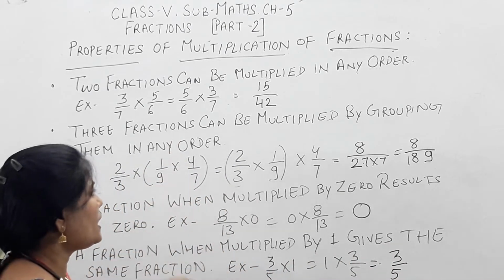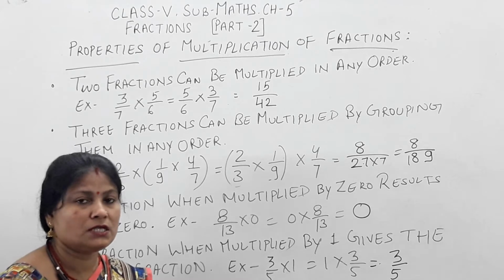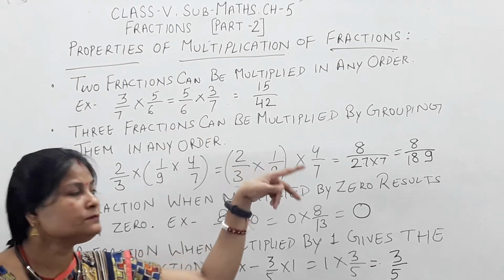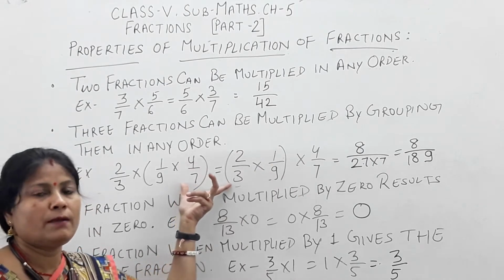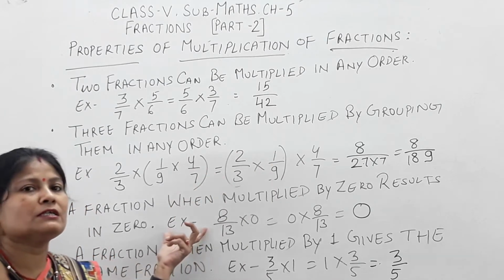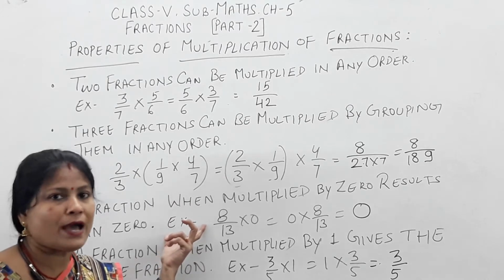So these four are the properties of multiplication. You can understand that we have to multiply two fractions in any order. If more than two, we can multiply in any order by grouping. In the third, if we multiply by 0, we will get 0 as the result.